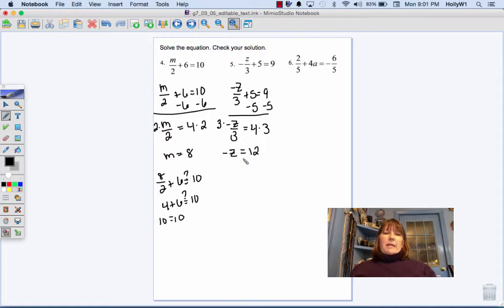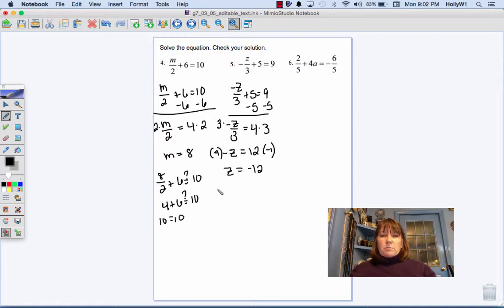Now remember the other day we had negative a is equal to, I think, negative 24. Because we just want z is equal to something, in order to make that negative sign go away, we're going to multiply negative 1 on both sides. So we end up with negative 1 times negative z is z. We end up with z is equal to negative 12.